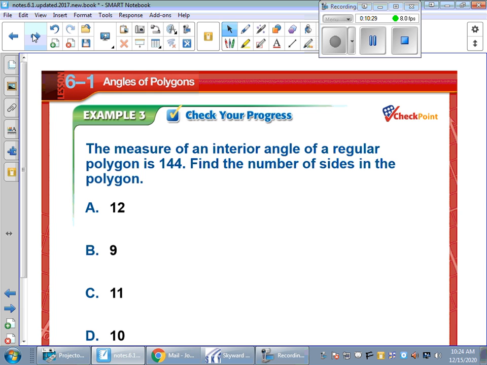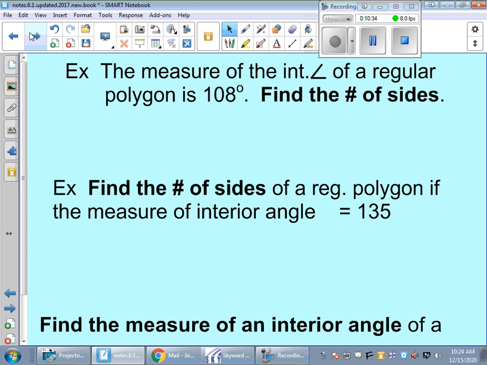Next example here, it says the measure of an interior angle of a regular polygon is 144. Find the number of sides of the polygon. So let's go to this one right here. I don't know if I had that one on the sheet. So the measure of an interior angle of a regular polygon is 108. Find the number of sides.